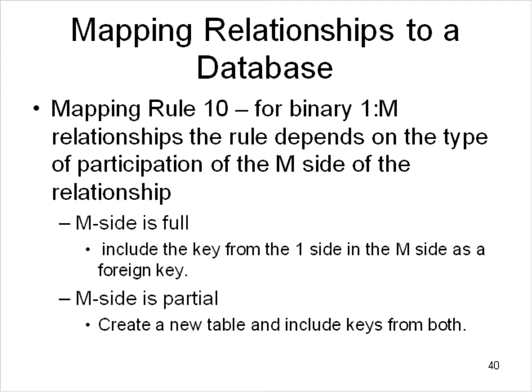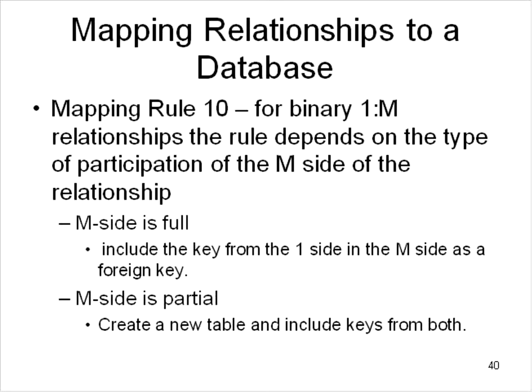And the next rule is for mapping binary 1 to M or N relationships. I don't know if I mentioned this before, but M and N really mean the same thing. They both mean many. So for binary 1 to M relationships or binary 1 to N relationships, the rule depends on the type of relationship on the N side. If the N side is full, include the key from the 1 side in the N side as the foreign key. If the N side is partial, create a new table and include the keys from both.